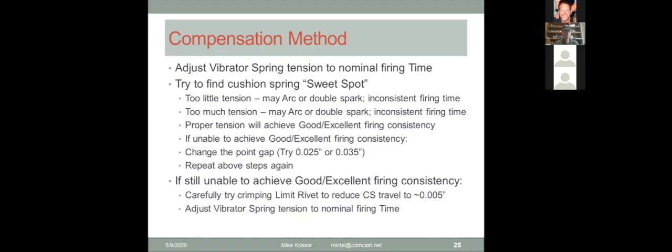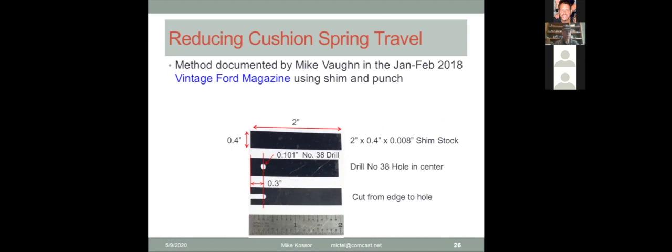Adjust the vibrator spring tension to normal firing time, and then adjust the cushion spring for good to excellent firing consistency. So these are the steps, and we'll go through them in a little more detail in a minute. So how do you go about reducing the cushion spring travel? Well, a few issues back, Mike Vaughn documented a method that I found pretty successful, and that's in the January, February 18 Vintage Ford magazine.